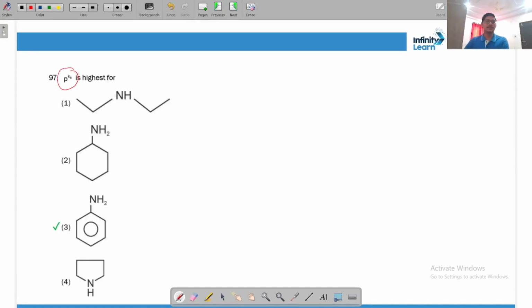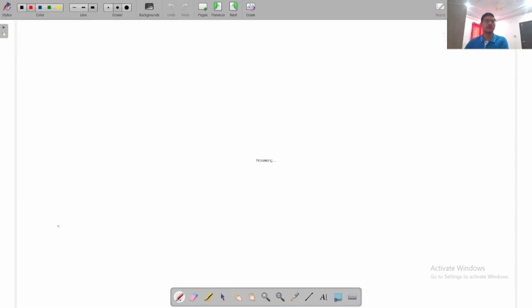pKb is highest. Just like acidic strength depends inversely on the pKa, basic strength also depends inversely on the pKb value, right? So these are alkyl amines. Aliphatic amines are more basic than aromatic amines, right? Because the lone pair on nitrogen is involved in delocalization with the benzene ring. So the electron density of the lone pair on nitrogen decreases and it becomes a weaker base as compared to the other three, right? So this is the weakest base and it has the highest pKb value.